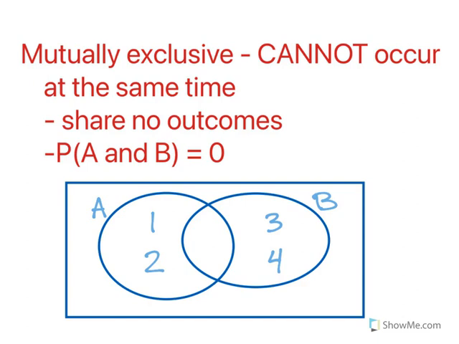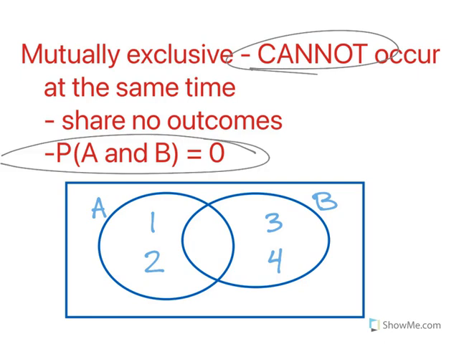Let's explain mutually exclusive events. So first, let's really focus on what this means. If things are mutually exclusive, they cannot occur at the same time. So they share no outcome. So when somebody says these things are mutually exclusive, there is nothing in common.